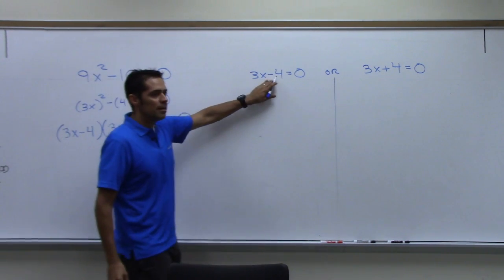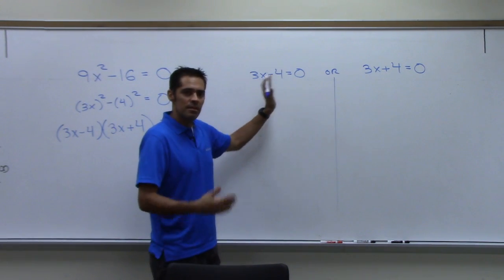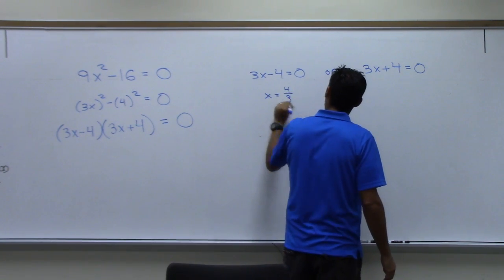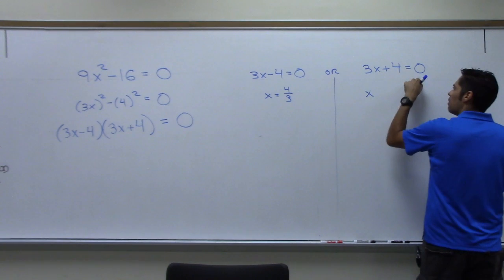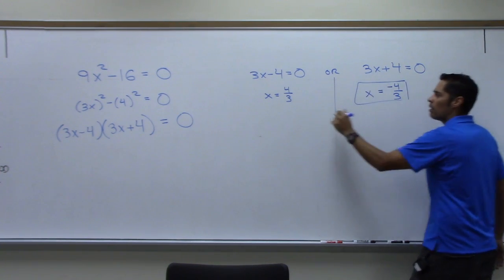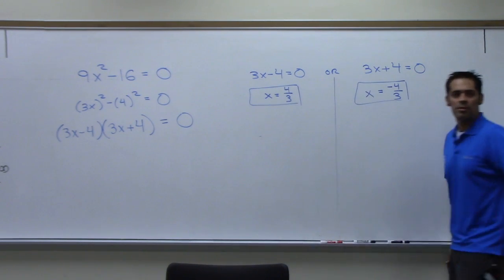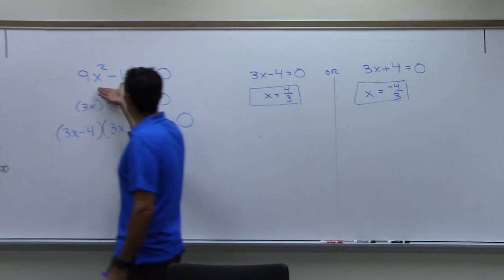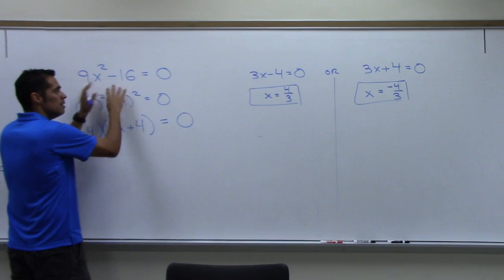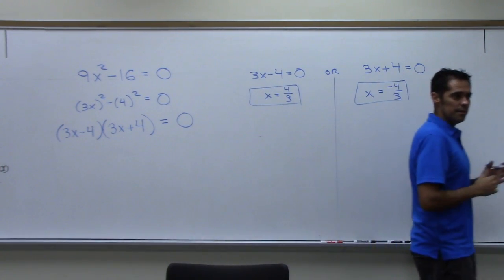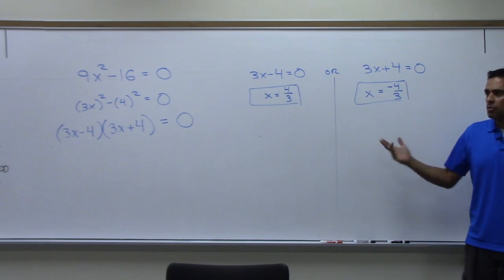So here I'd move the negative 4 to the other side, which would make it positive, then divide by 3. X is 4/3. Over here, move this over, become negative, so negative 4/3. So you might have to do a little bit of work, but you should get to those two results. So what we're saying is for this equation to be true, either x has to be 4/3 or x has to be negative 4/3. If you replace it with that, then it should be true.